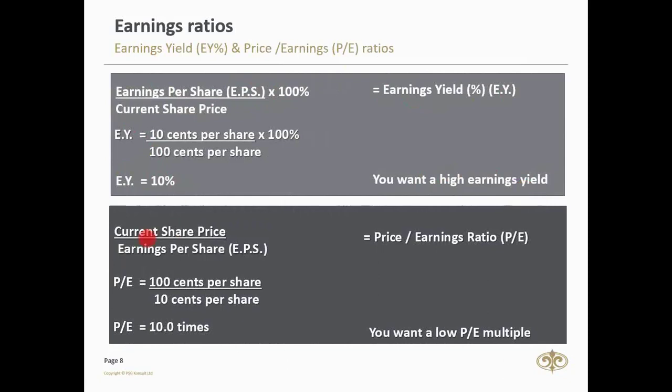Now, the inverse of that, just swap them around: the current share price divided by the earnings per share. In this scenario, we calculate a price earnings ratio, or price earnings multiple. In other words, how many times can I take the current earnings out of the current share price? In this scenario, I can take it out 10 times. So I want a situation where it's the total opposite. I want a low PE multiple.